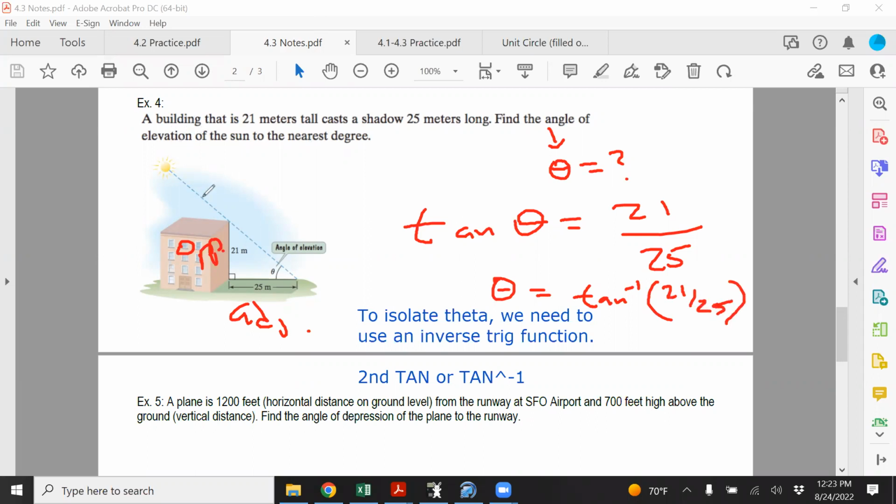This is no different than, remember doing these kinds of problems back in the day, like x squared equals 4? How would you solve that? What would you do to both sides? You'd take the square root, because the square root is the inverse of squaring. What's the inverse of tangent? It's called inverse tan. And how do you locate it? You hit second tan.